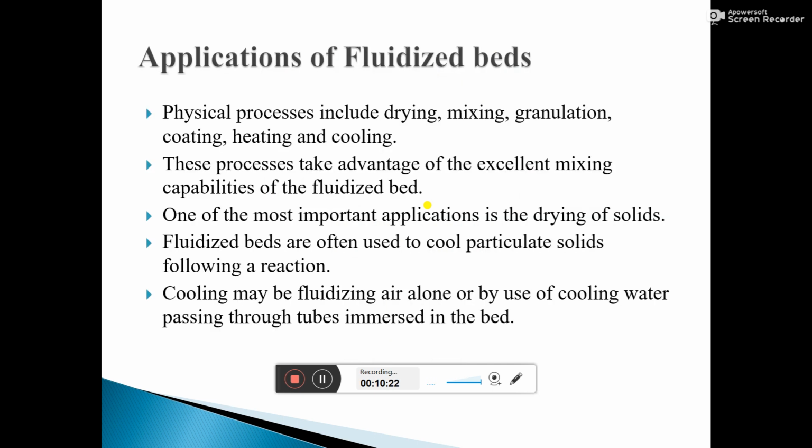Application of fluidized beds. Physical processes include drying, mixing, granulation, coating, heating, and cooling. These processes take advantage of the excellent mixing capabilities of the fluidized bed. One of the most important applications is the drying of solids. Fluidized beds are often used to cool particulate solids following a reaction. Cooling may be by fluidizing air alone or by use of cooling water passing through tubes immersed in beds.